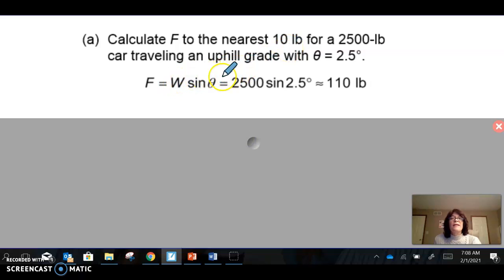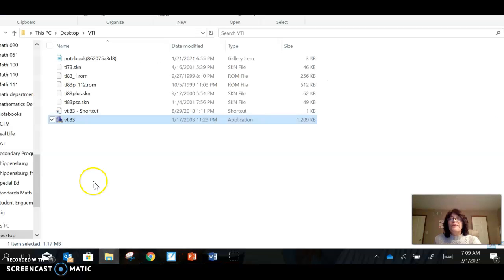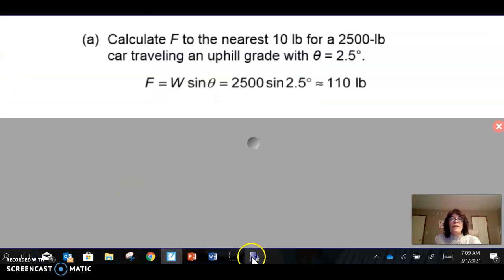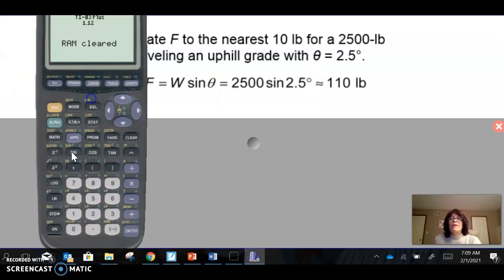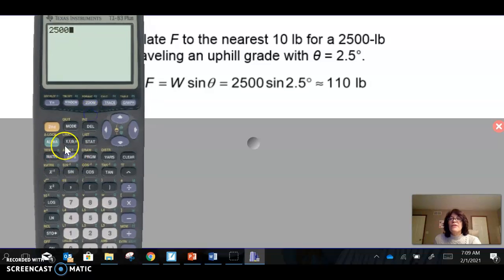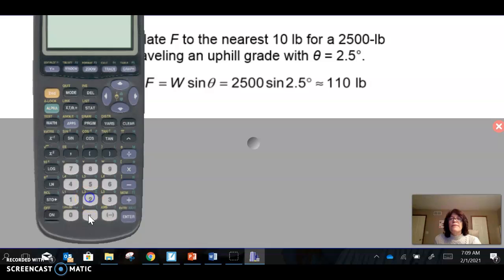So when I put that in, I know force equals W sine theta, 2,500 sine of 2.5 degrees. I can do that all in my calculator. They want it to the nearest 10 pounds, so we said 110. Let's see what the calculator says when we do it, just for you to see what we mean. Some people have some trouble with the rounding, and I get that. We haven't done that in a while. 2,500 sine of 2.5.